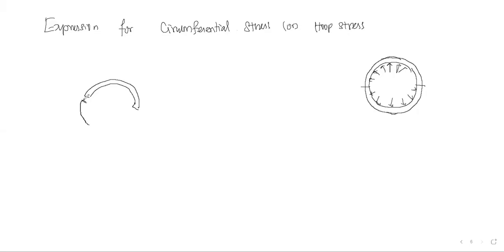So because of this stress, the internal pressure is going to act like this. Now because of this pressure, the section is going to divide into two halves along the longitudinal section. So this is called circumferential stress or hoop stress. Like this we can have our entire section.